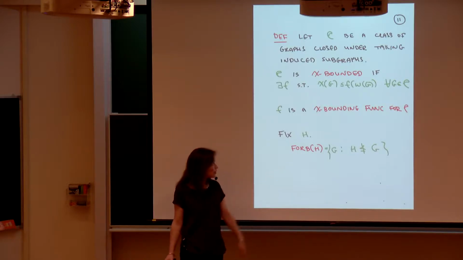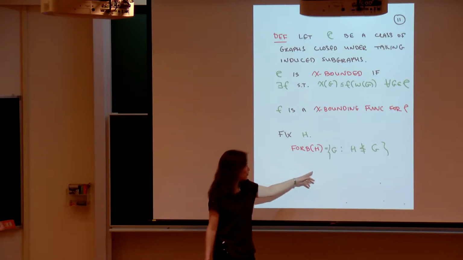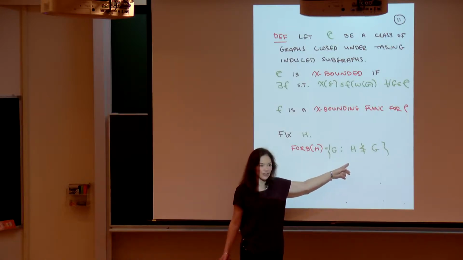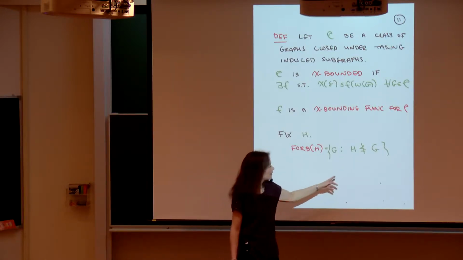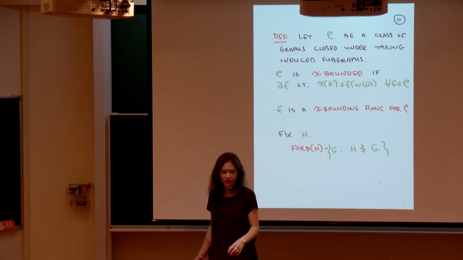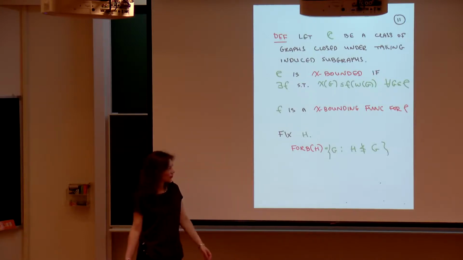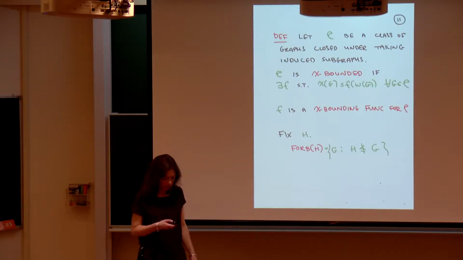And just another little bit of notation, I'll denote by Forb(H) the class of graphs that don't contain H as an induced subgraph. In everything I say, this containment relation is induced subgraph. So Forb(H) are graphs that don't contain H as an induced subgraph.